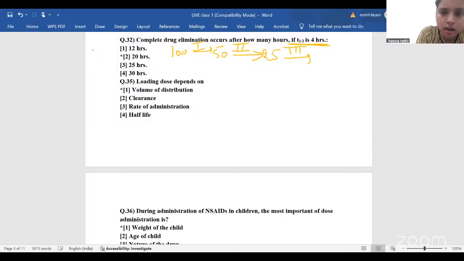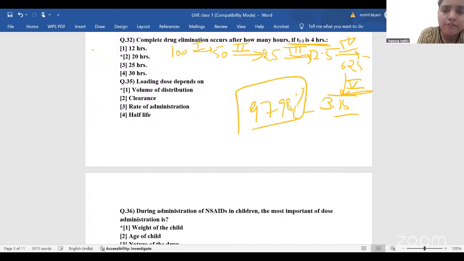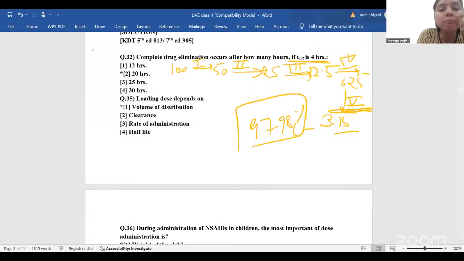In the third half-life, it is going to be 12.5%. In the fourth half-life, it should be 6.25%. The fifth half-life, it will be 3.125%. It means almost 97 to 98% of the drug will be eliminated after 5 half-lives. So the question is, complete drug elimination occurs after how many hours? It should have minimally 5 half-lives. So if the half-life is 4, then 4 into 5, 20 hours. The answer is 20 hours.